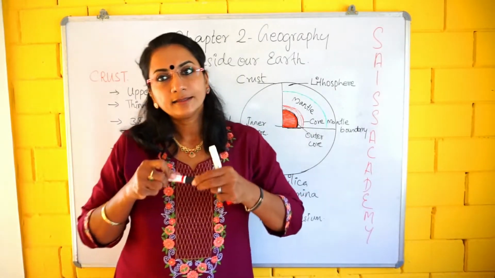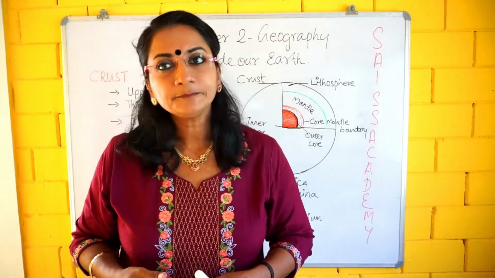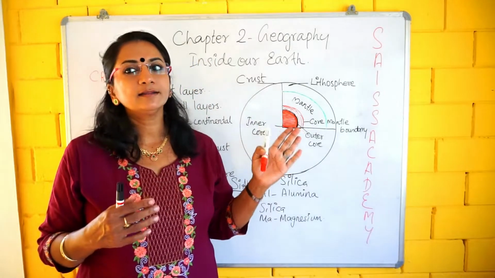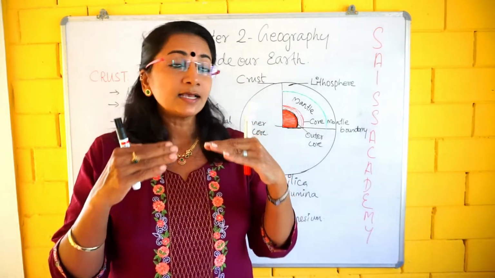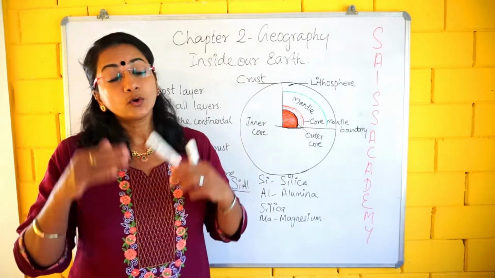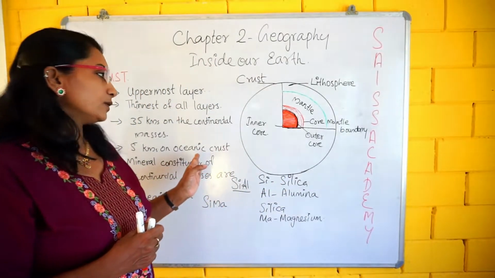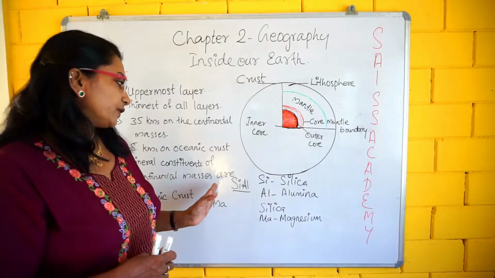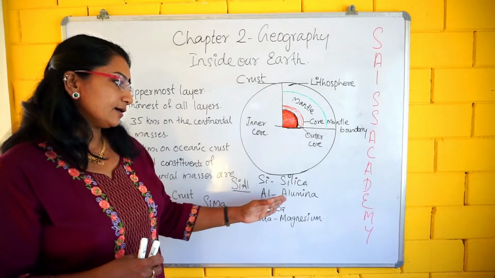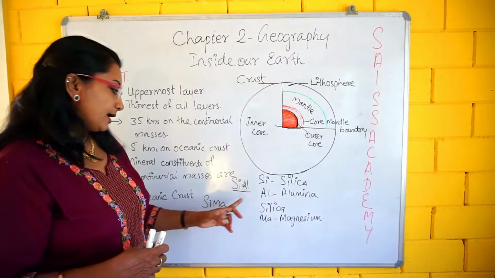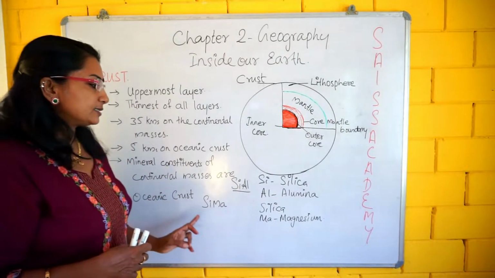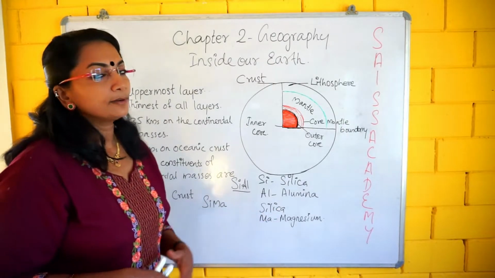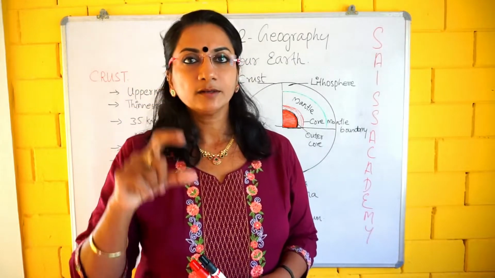Once more I will repeat that we can see major layers of the earth and the uppermost layer covers the surface. It is called the crust and the crust is the thinnest of all the layers, and it is 35 kilometers on the continental masses and 5 kilometers on the ocean floor. Got it? And the mineral constituents of the continental masses are silica and alumina, so we call it Sial, and the mineral constituents of the oceanic crust is Sima, and we got Sima from silica and magnesium. It's very simple now. I hope you understand it.